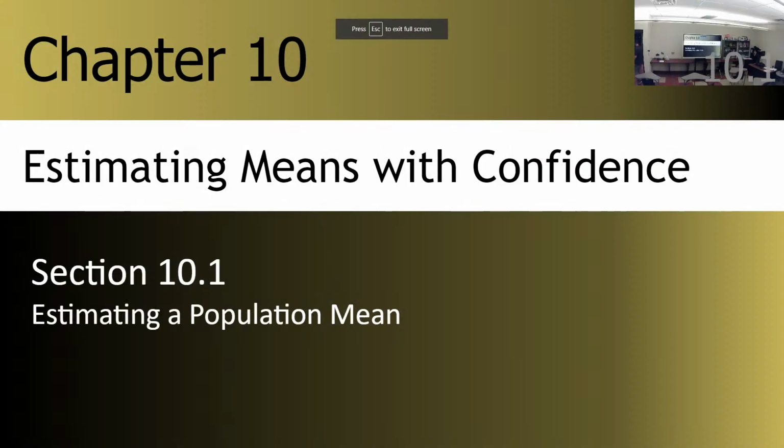Here we go. Chapter 10. Estimating population means. So we estimated population proportions in chapter 8. Now we're doing population means. And again, the concept is the same. There are two differences. Okay? Two differences. So you know the formula already.